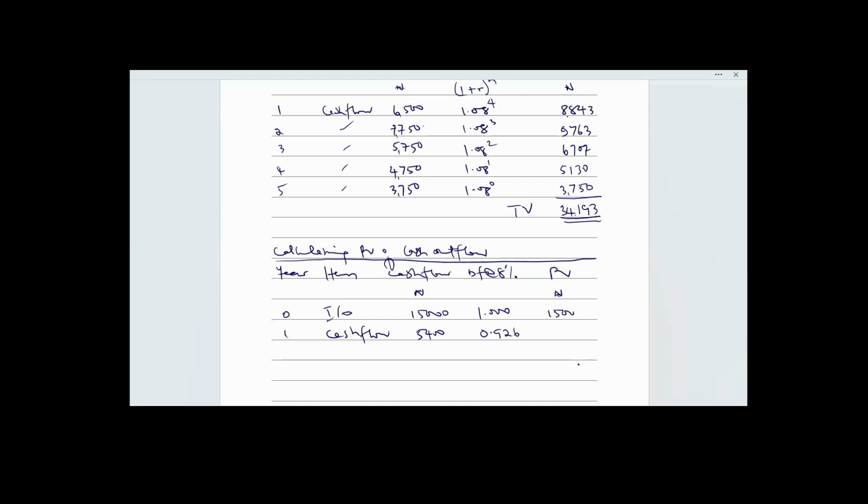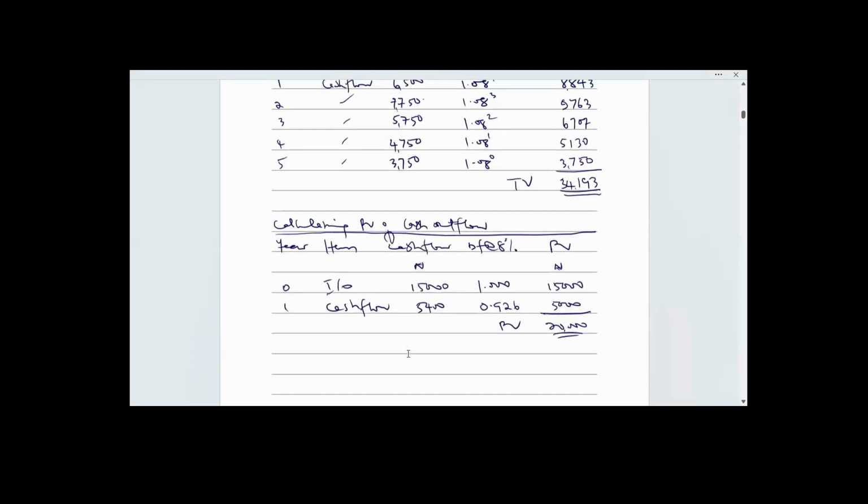This will give me 15,000. Then 0.926 multiplied by 5,400 equal 5,000 naira. Here is 5,000 naira. When you add it together, that will give me 20,000 naira. So total present value for negative cash flow is 20,000 naira. So now that I've calculated the terminal value for the positive cash flows, I've also calculated present value for the negative cash flow. I can then go ahead to calculate my modified internal rate of return.